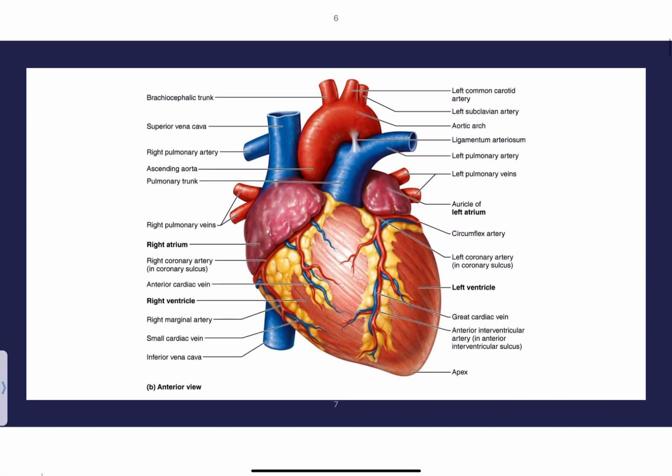So this image is in here to give you a little bit of a visual for the information that we're talking about. This is mostly going to be useful when you're having to identify these structures in lab, because you will need to recognize and identify the majority of these blood vessels.